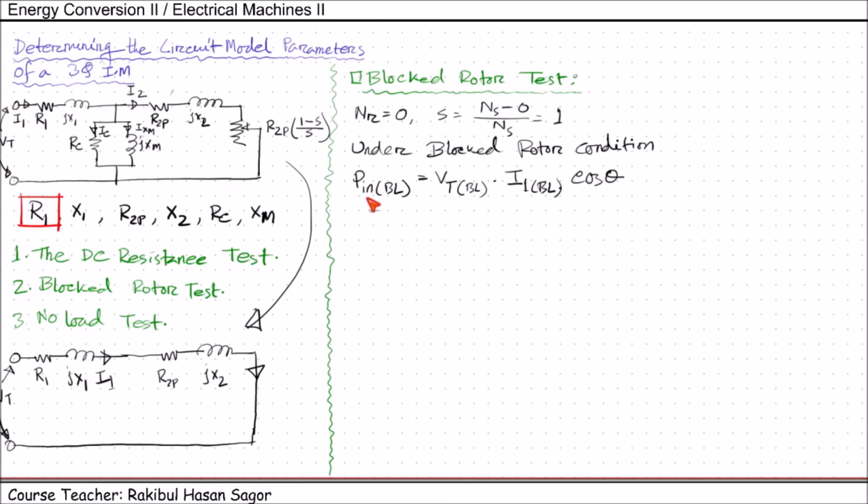So if we know the input power, the terminal voltage using the voltmeter, and the current using the ammeter, cos theta can be found from this equation: P_in,BL = √3 V_T,BL I1,BL cos theta. Under blocked rotor condition, I1 is the rated current. So from this equation we can find the value of the power factor.